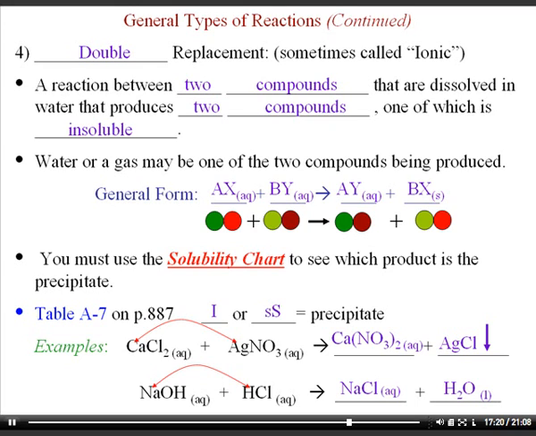Now, like single replacement reactions, you had to look up on the activity series that the switch actually occurs. In double replacement reactions, you don't have to do that. The switch automatically occurs, and you're going to have some precipitate being formed. So you only have to use the solubility chart to see what the precipitate is. You don't have to use the activity series to see if one metal's more active than another.